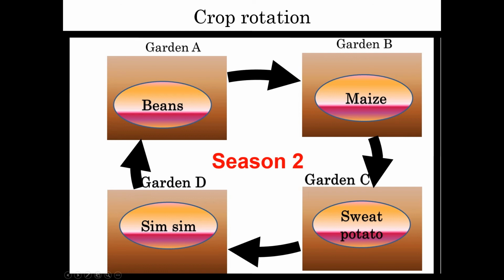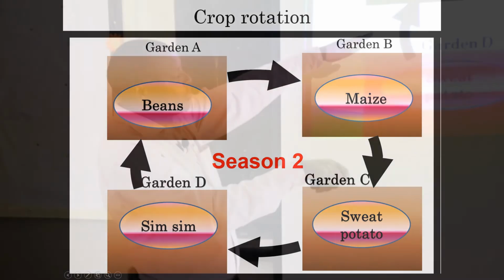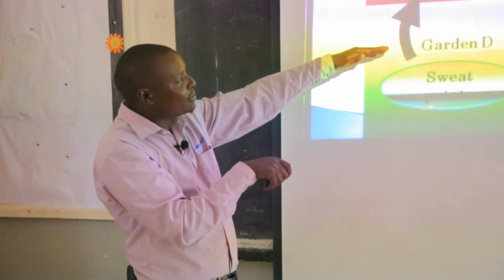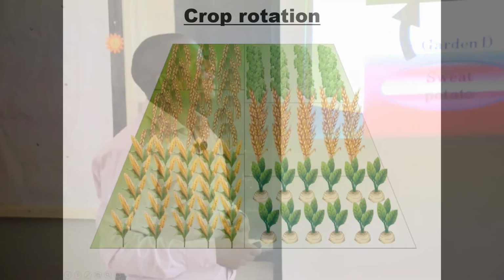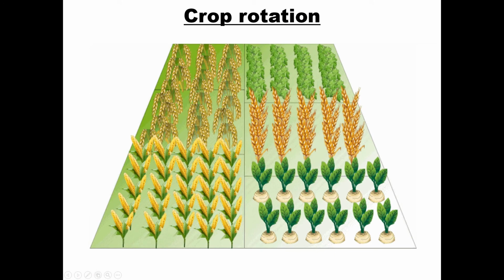But these are different seasons, but it is one piece of land. Okay? You can see the cycle, how it is moving. This time, you change. Sim comes in the bean garden. The beans go to maize garden. Maize goes to sweet potato. Sweet potatoes come to the sim and whatever. Okay? Like that. You keep on changing them, and your garden is going to do well.